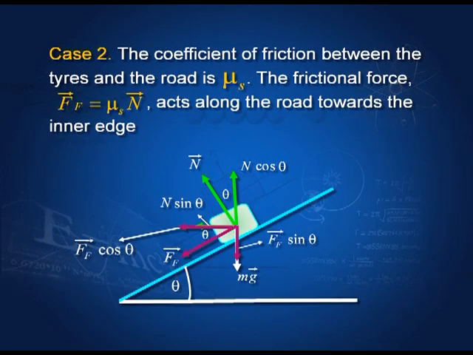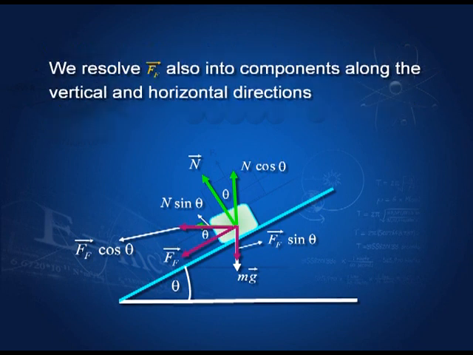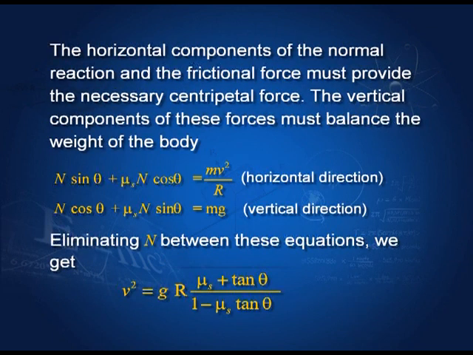We have got vertical: N cos theta, mg and f sin theta. Along the horizontal we have got f cos theta, N sin theta and m v squared by r. So, we will write down the equations of equilibrium. When friction was absent, we had N sin theta equal to m v squared by r, but now friction is present. So, we have mu s N cos theta, and N cos theta plus mu N sin theta equal to mg. So, these are the two equations. We can solve them for v squared and we get v squared equal to g r times mu s plus tan theta divided by 1 minus mu s tan theta.